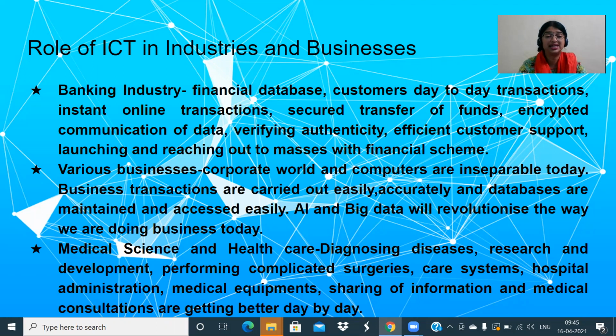So encrypted communication of data and authenticating or authenticity verification is done. Efficient customer support is taken care. Launching and reaching out to masses with financial schemes, all these things are being done in a very easy way by the use of ICT. Now, the amount of transactions the banks are able to handle is immense, and all those things are possible only because of one thing, that is your ICT. As the technology is improving, we are seeing that day to day our banking activities have become much easier compared to 5 years or 10 years down the line.